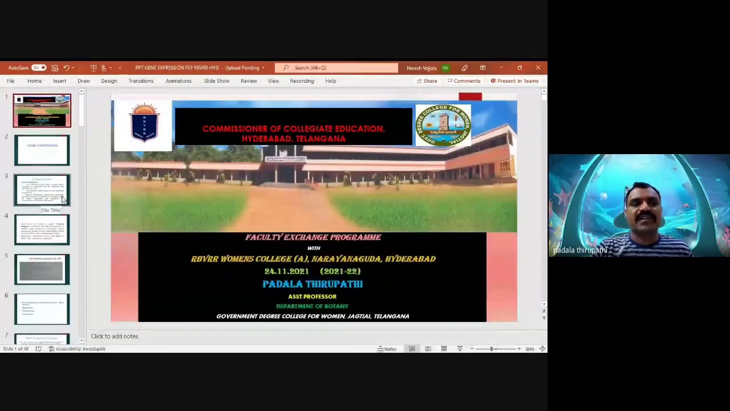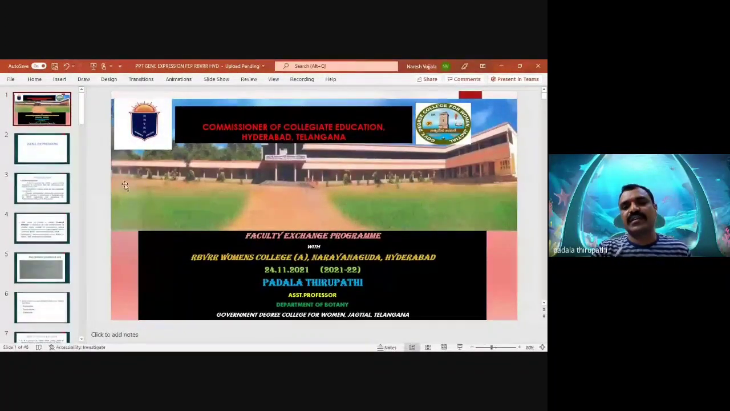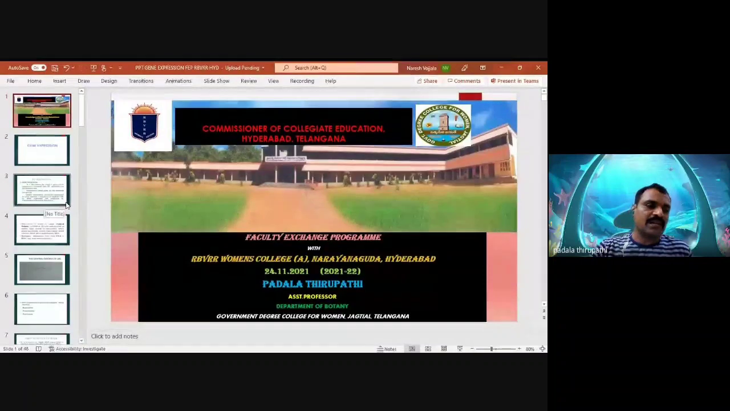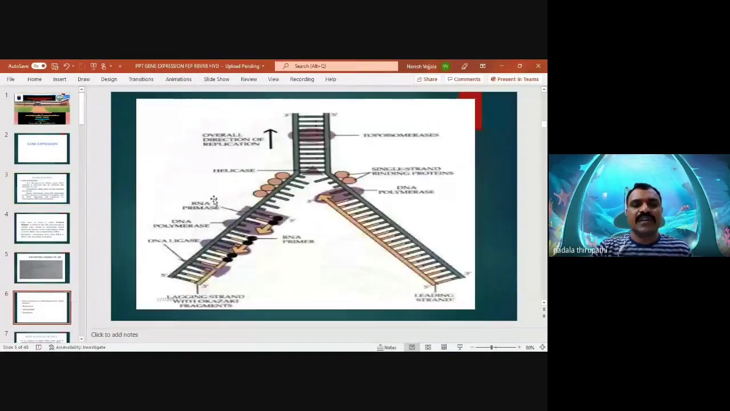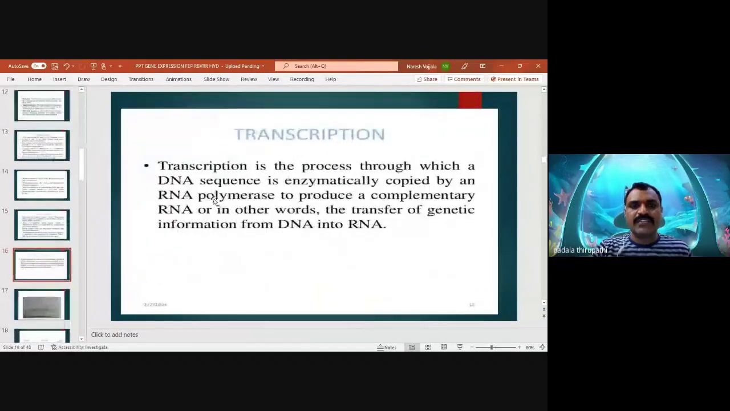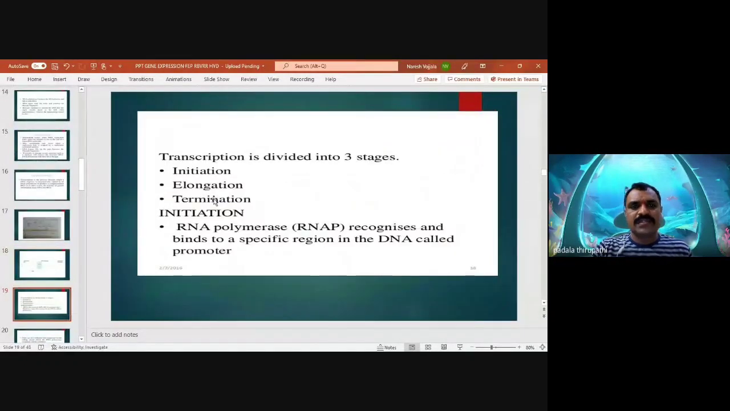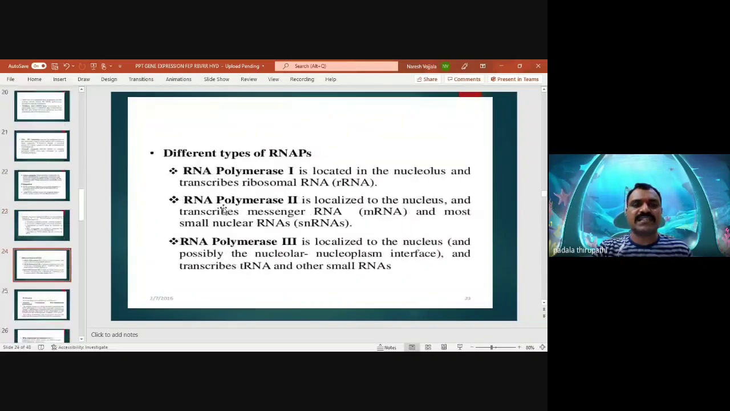So yesterday we discussed gene expression. In this gene expression, we clearly explained the replication of the DNA and the transcription process. The remaining topic we will continue today. Yesterday we discussed that transcription is divided into 3 stages: initiation, elongation, termination. These are the 3 steps we already discussed yesterday.